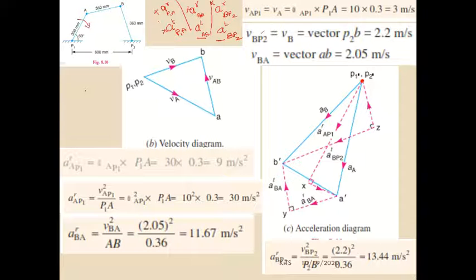Okay, first I have to start from the crank P1A. For the crank, first of all I have to draw the radial line. Remember, radial line means parallel to the link. Tangential line means perpendicular to the link. First of all I am going to draw the P1A radial line. In the acceleration diagram I have to draw it in the downward direction.